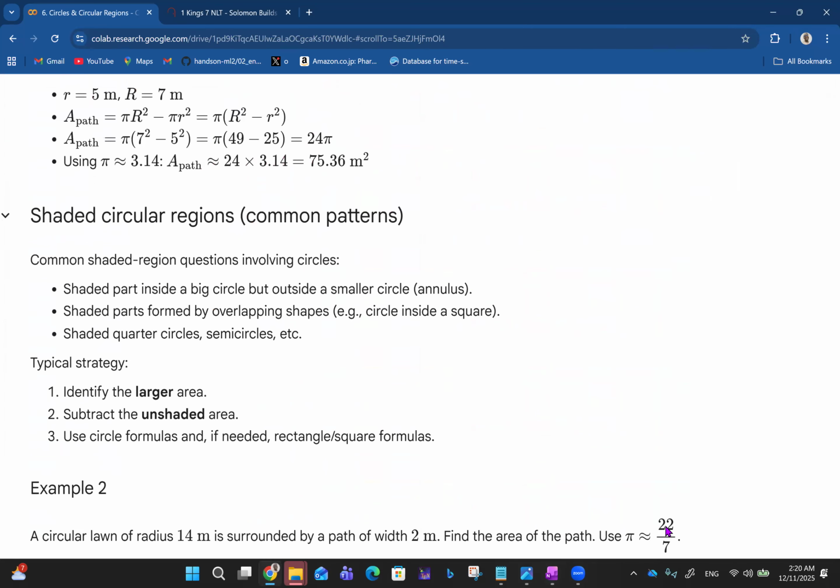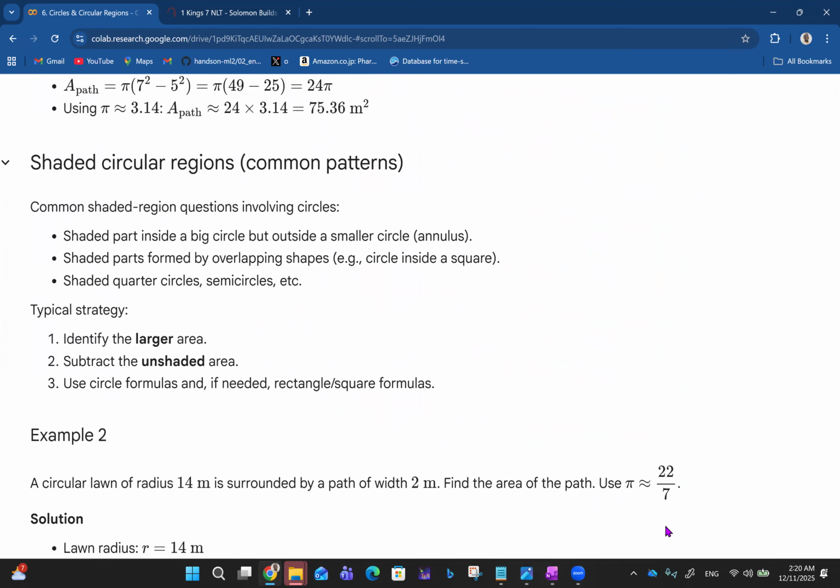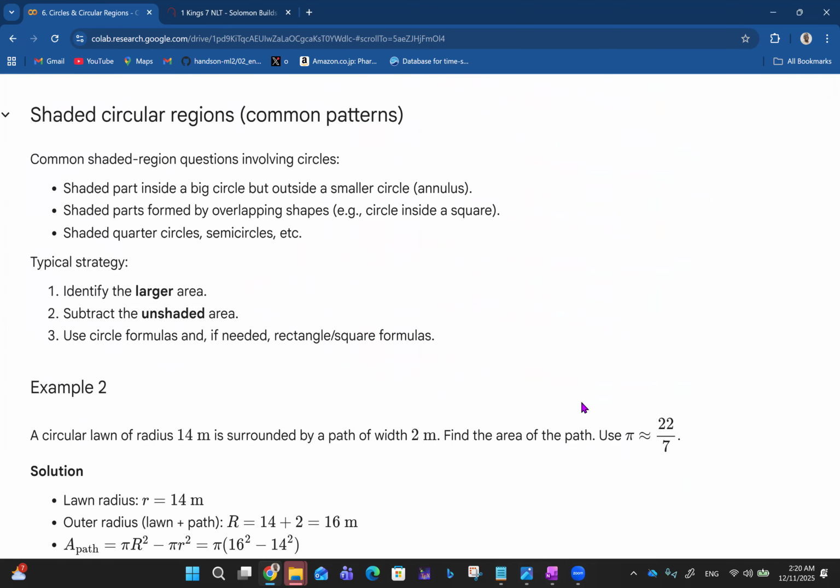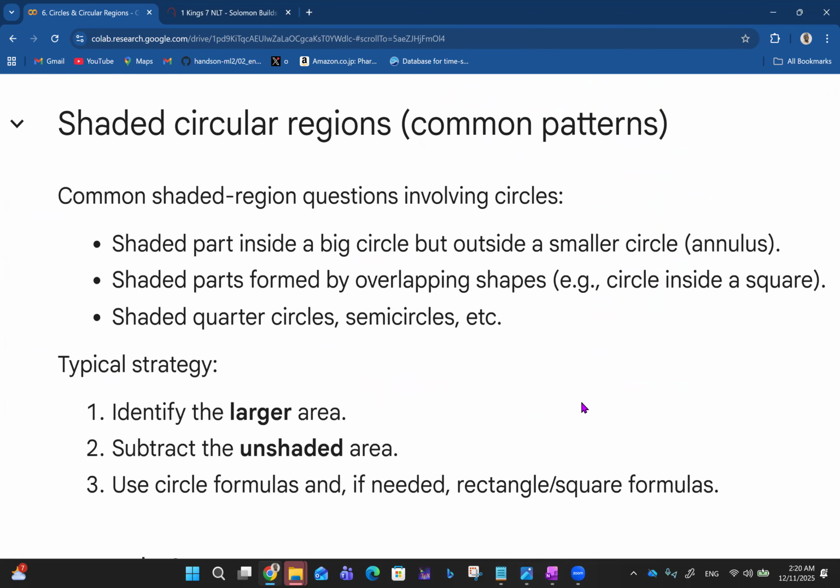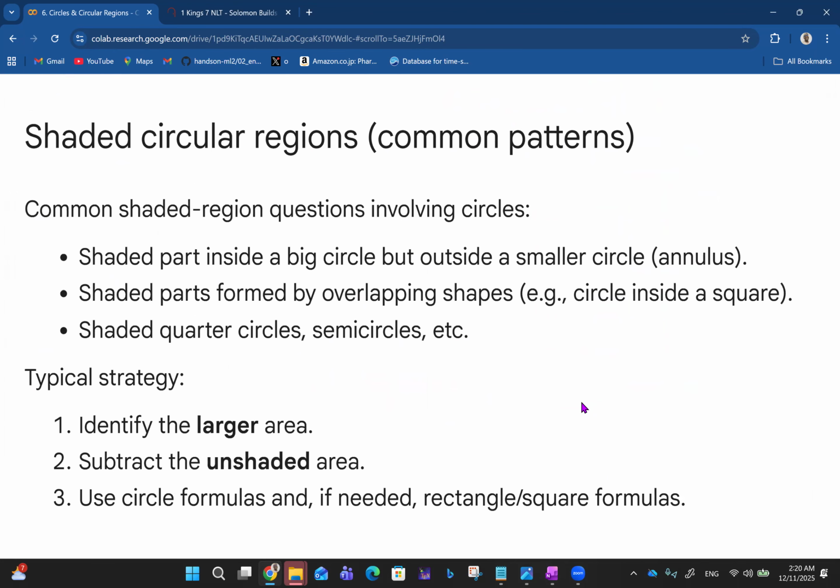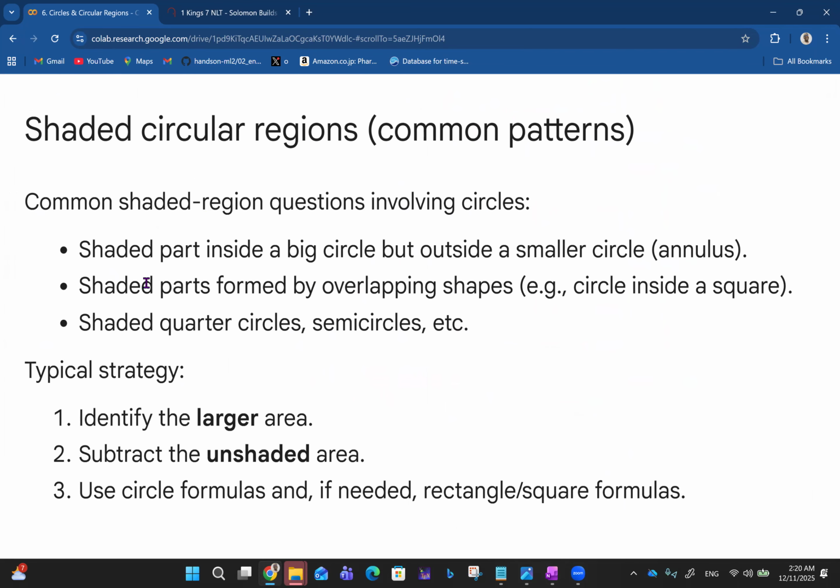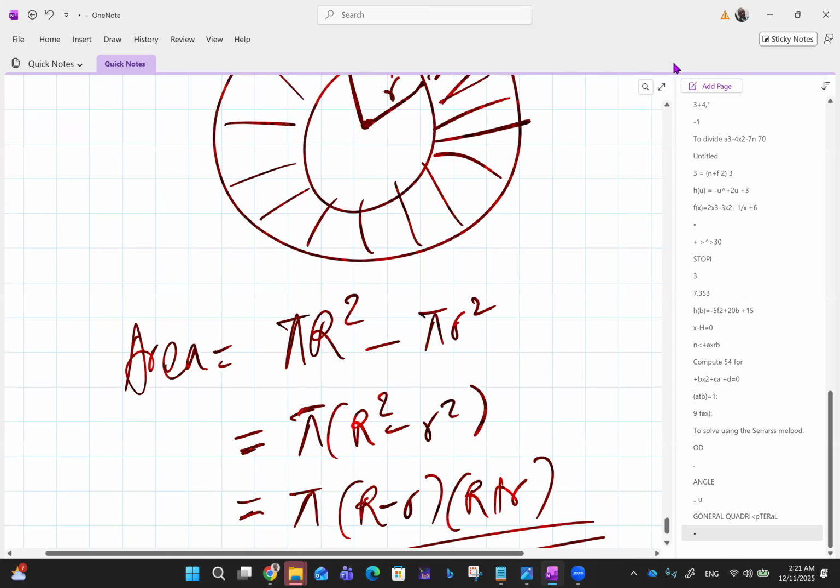So let's talk about shaded circular regions and common patterns now. Here we're talking about common shaded region questions involving circles. Shaded parts inside the big circle but outside a smaller circle, which is an annulus. Shaded parts formed by overlapping shapes, e.g., a circle inside a square, right? Then you can also have shaded quarter circles, semicircles, and so on and so forth. So you can have all kinds of cases here.